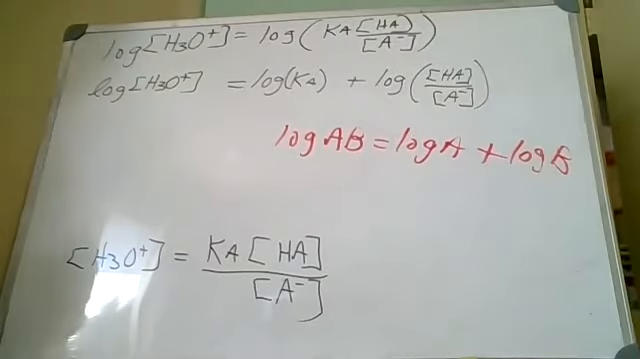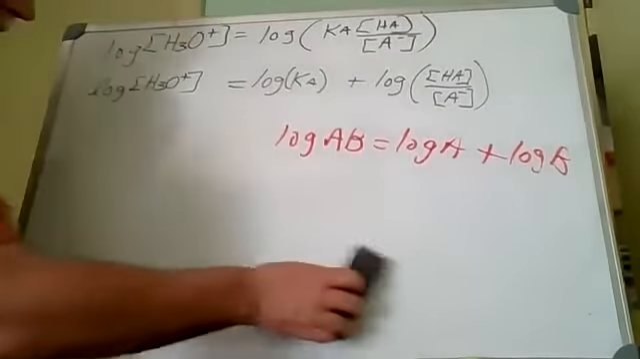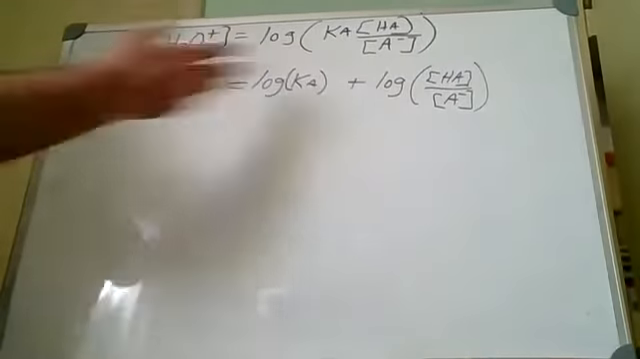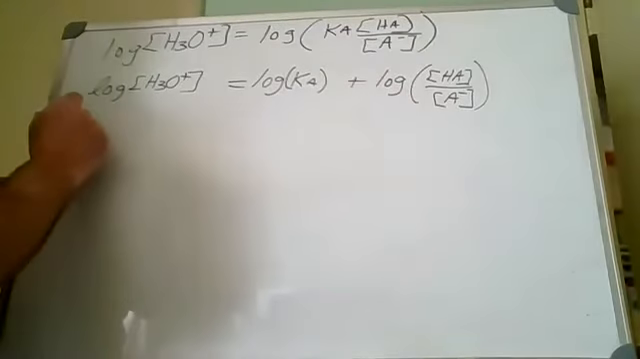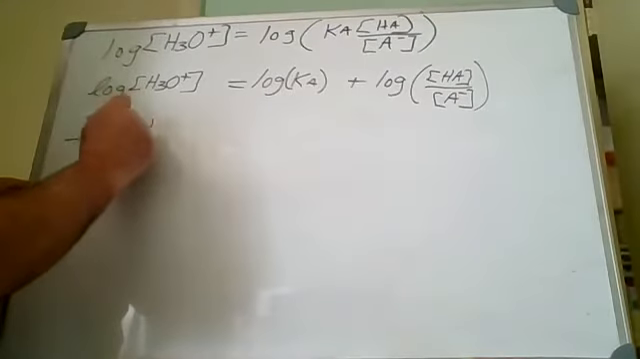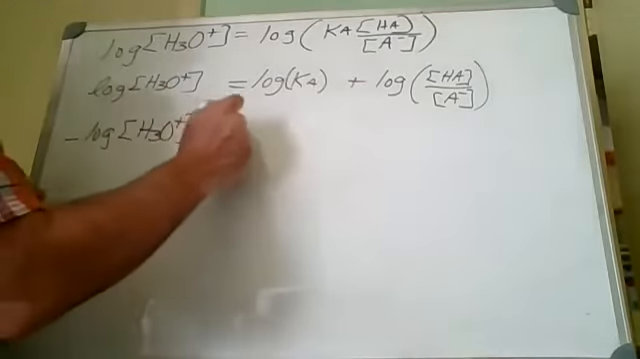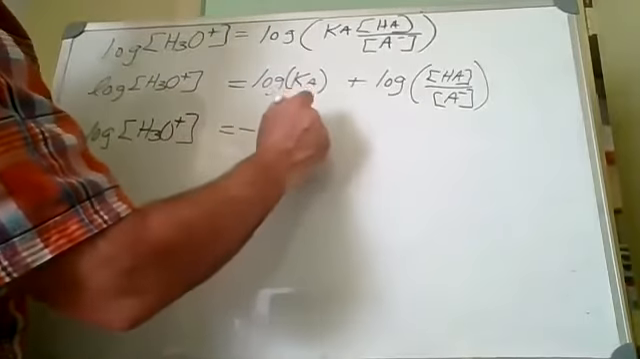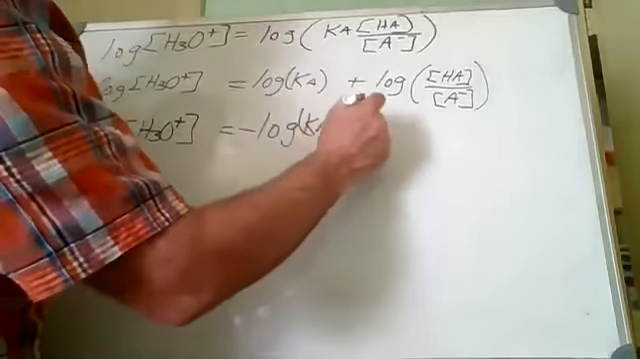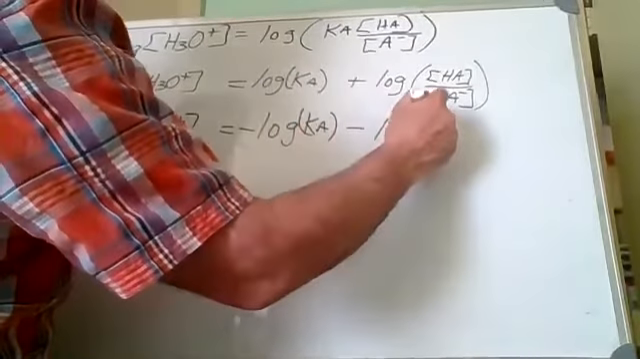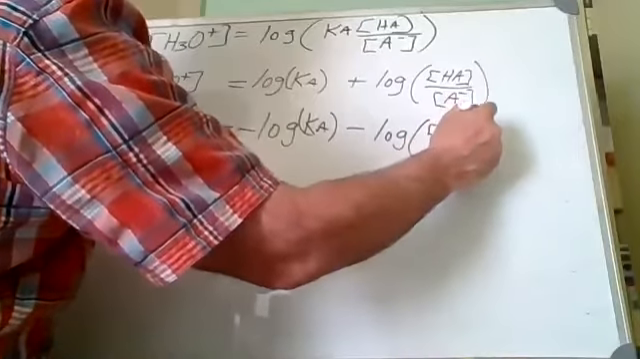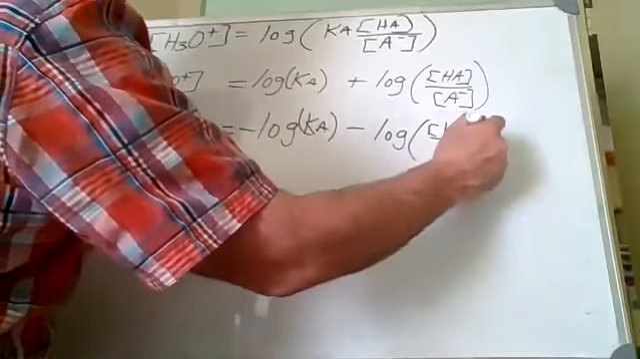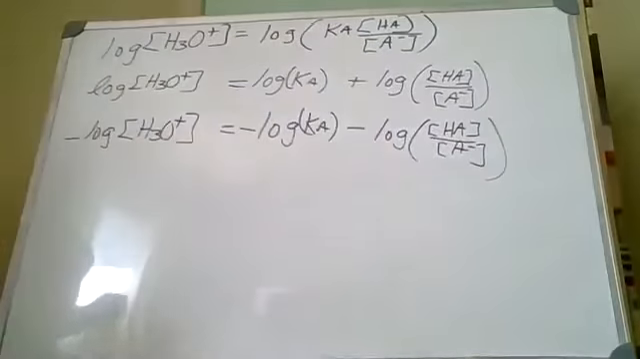Okay, so I'm going to get rid of this here. We don't need this. And so now I'm just going to multiply the whole equation by -1. Multiply the whole equation by -1. Negative log H3O plus equals negative log of Ka minus log of HA divided by A minus.